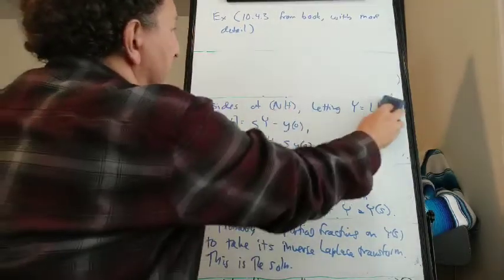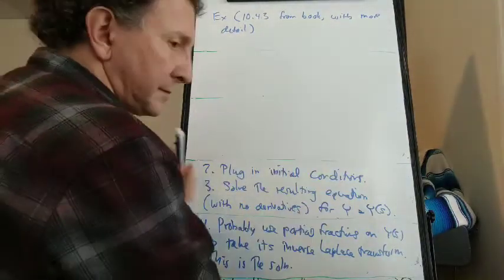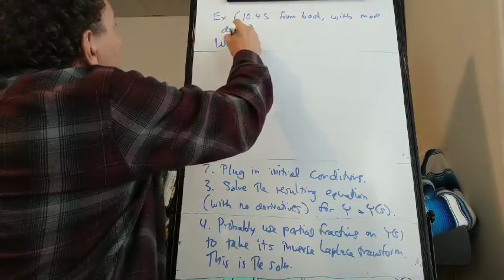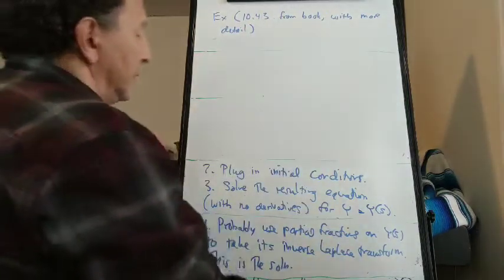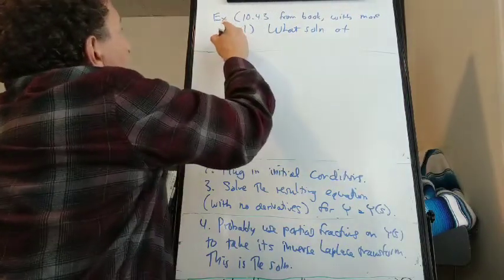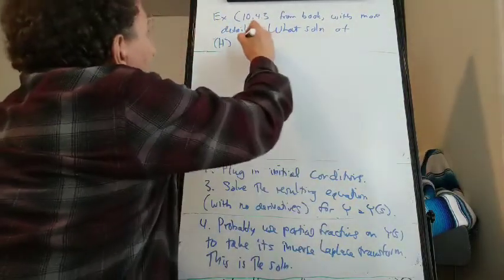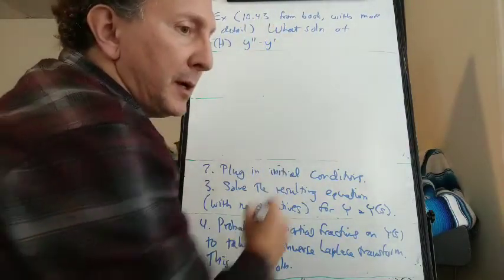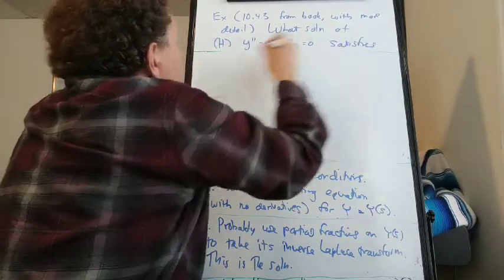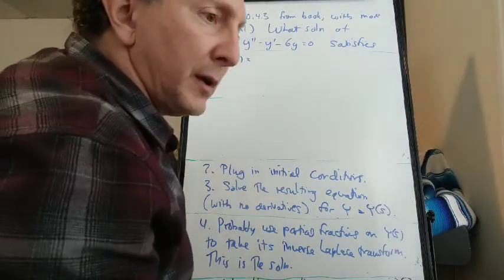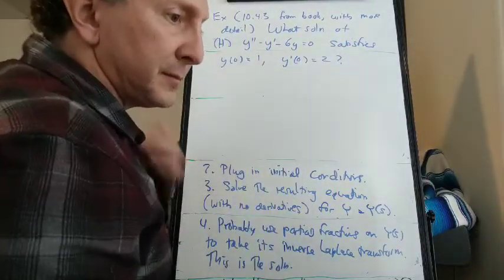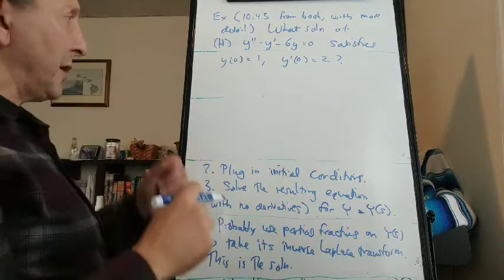So the question is, what solution of the homogeneous differential equation y double prime minus y prime minus 6y equals 0 satisfies y of 0 equals 1 and y prime of 0 equals 2. So let's do our old method first.